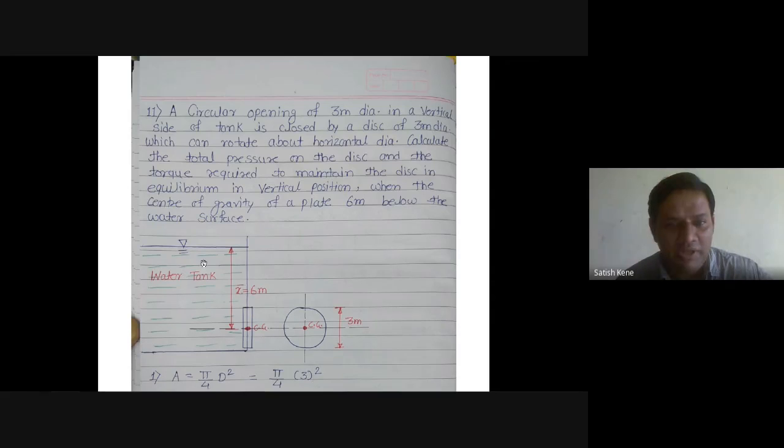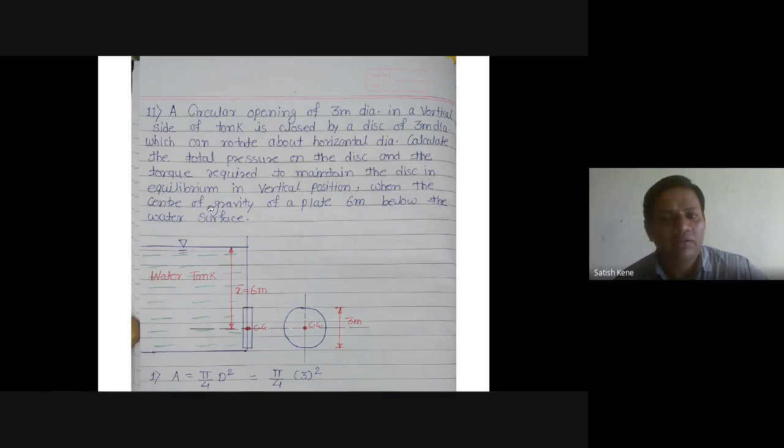Again, I am repeating, we have some water here. Due to the water pressure, whatever the magnitude of force acting on the plate, with the help of that force this plate moves in this direction, up to the right. So we have to apply some opposite torque to maintain the plate in equilibrium in vertical direction.